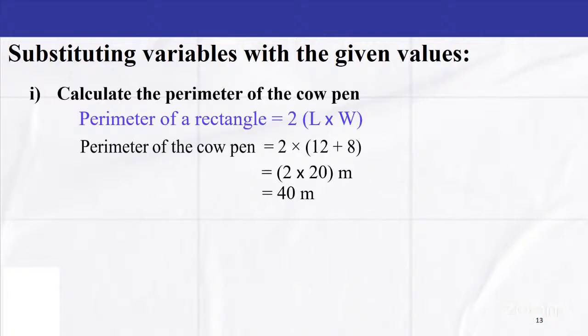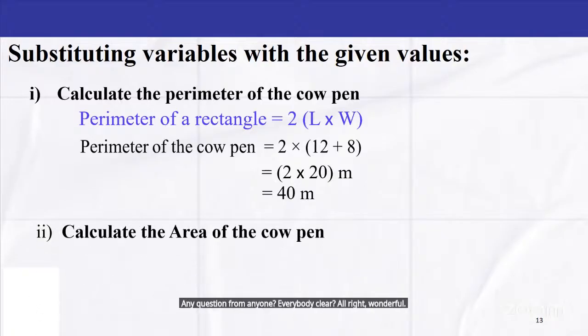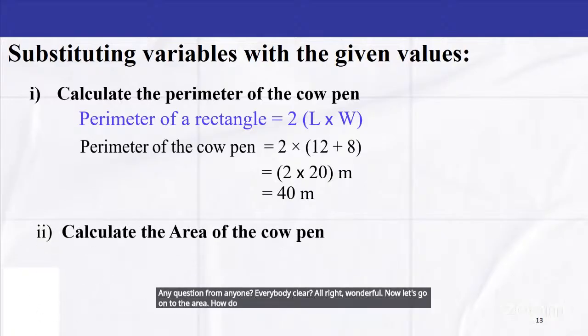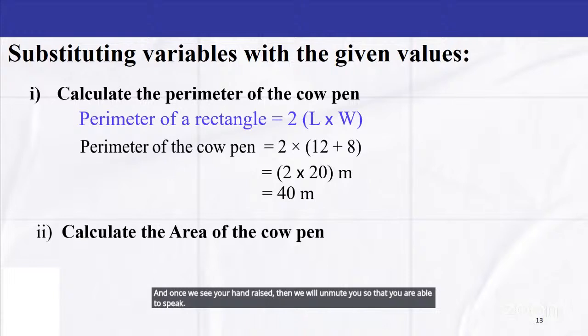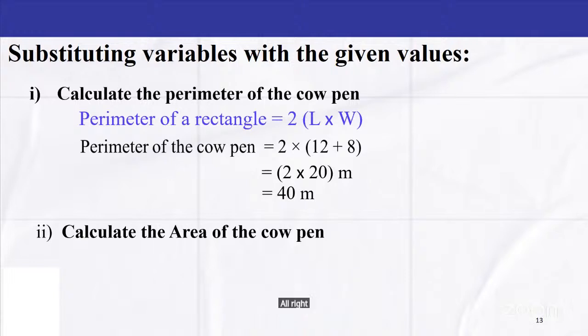All right, wonderful. Now let's go on to the area. How do we find the area of the cow pen? Just a reminder to students, if you'd like to speak, feel free to raise your hands. And once we see your hand raised, then we will unmute you so that you are able to speak. All right? Okay. Area of the cow pen. Can somebody tell me the formula for finding the area? A number of persons are saying length times width.